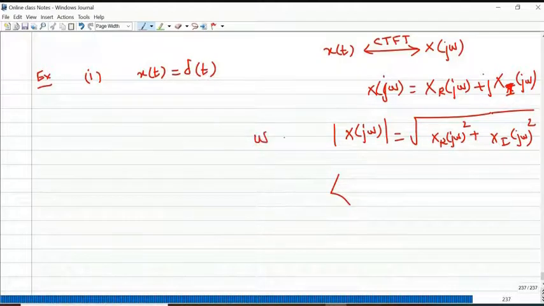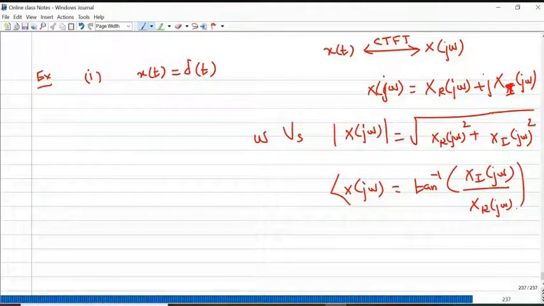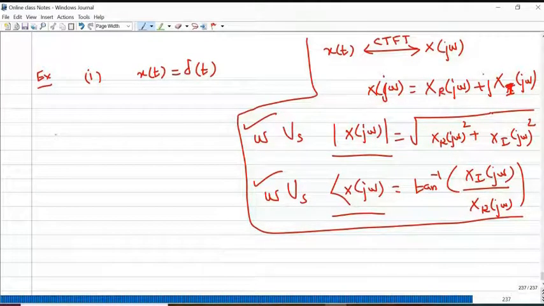So if we plot omega versus modulus of X of j omega, this is called the frequency spectrum. Angle of X of j omega has the formula tan inverse of imaginary part divided by real part. If we plot omega versus angle of X of j omega, then this is called the phase spectrum. Okay, so this is the magnitude spectrum, this is the phase spectrum. These are the formulas for modulus and angle of X of j omega. Right. X of t equal to del of t, find the CTFT.